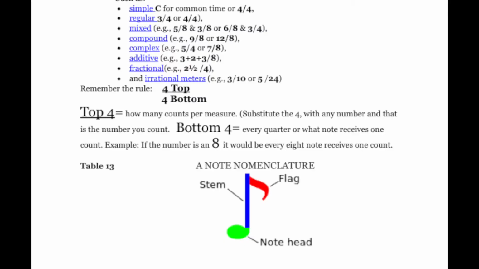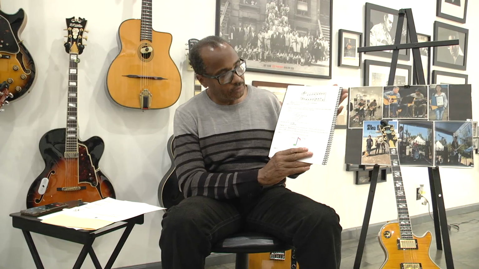Now, also something else you want to focus on, that big word again, nomenclature. You want to know the note nomenclature. And this is telling you, and I put it in colors, just be creative, what the name of the notes are. Now, that's important.